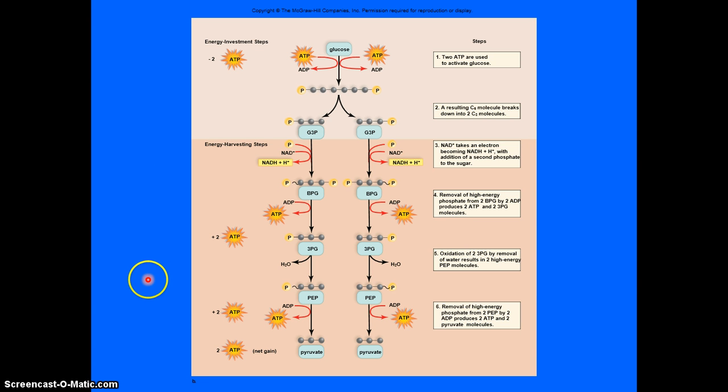This is a diagram that your book provides just to show you the overall energy investment and energy harvesting steps of glycolysis, putting in your 2 ATP here, getting 2 ATP here, 2 ATP here, so that our net gain is 2 ATP. So this is really helpful if you want to step back and look at this from the book's point of view as opposed to the drawings that I just had up.